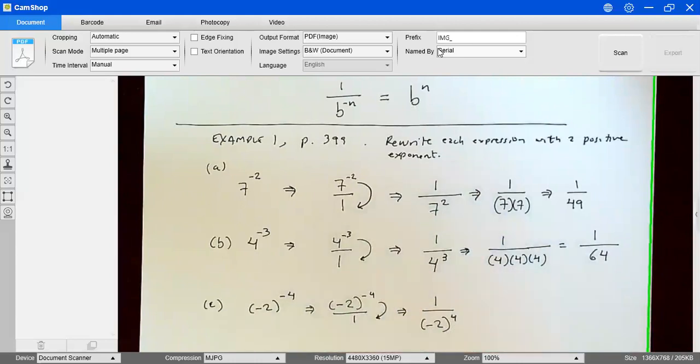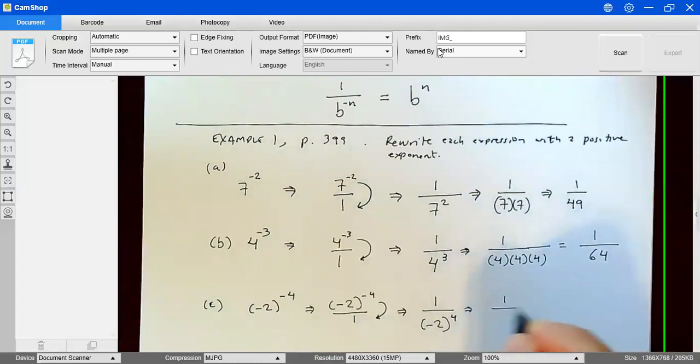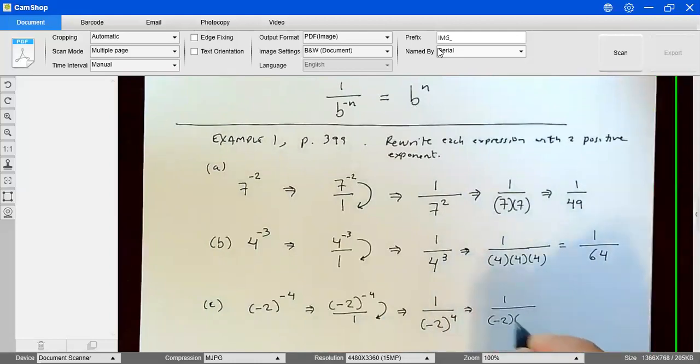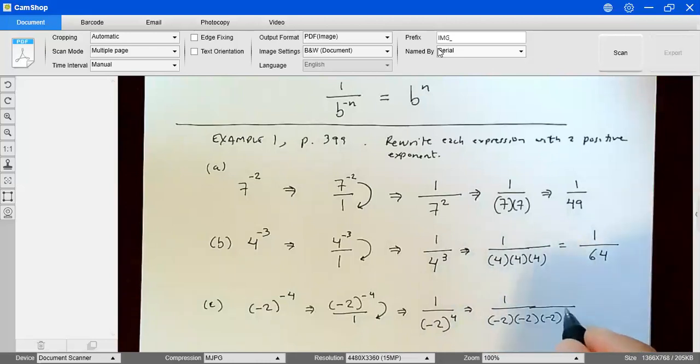So now the exponent is positive. The base is still negative, it's a negative base. That's the reason we are using parentheses to indicate that the base is negative. Now the final step is just multiplying the base by itself, in this case 4 times. So this is going to be negative times negative times negative, 4 times. You're going to get positive 1/16. So that's example 1.